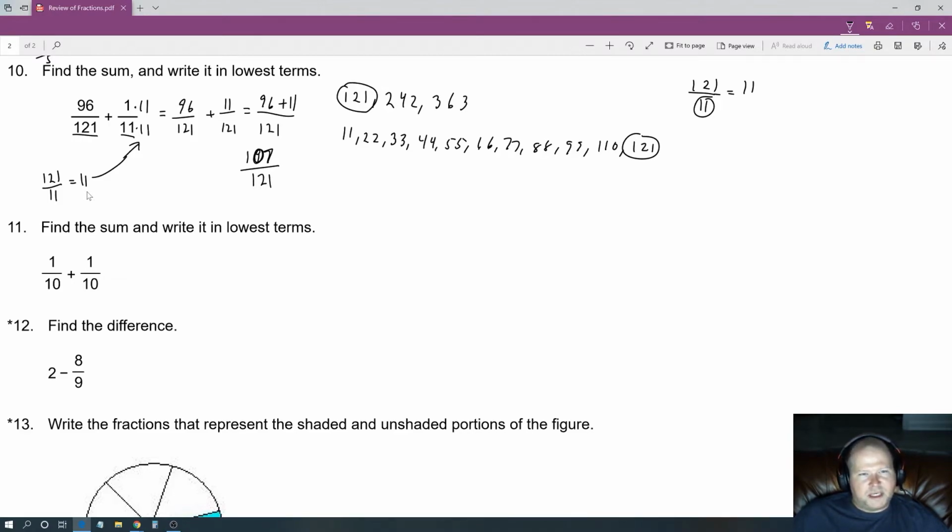So another question would be, can you reduce this? And the answer to that is no, because the greatest common factor of 107 and 121 is 1. You don't have anything else common, so that's all you get in this case. So that's in lowest terms.